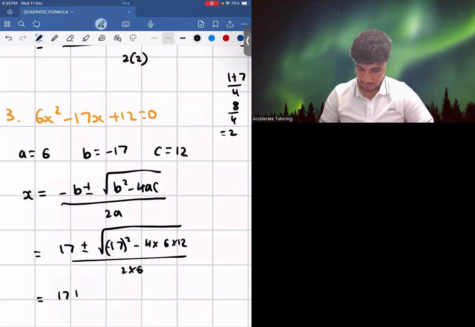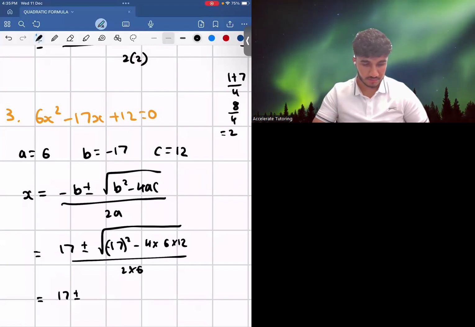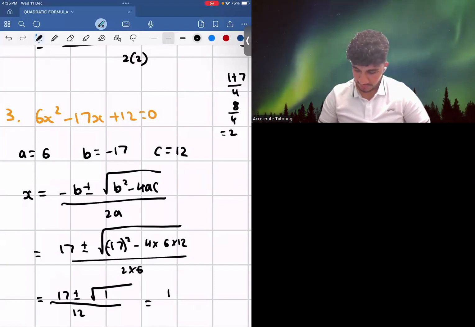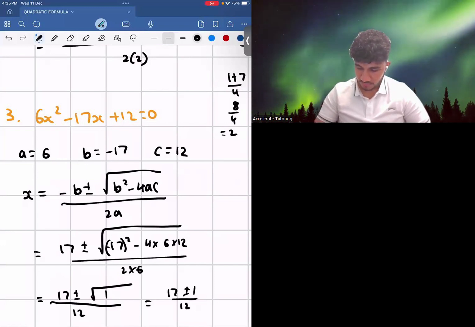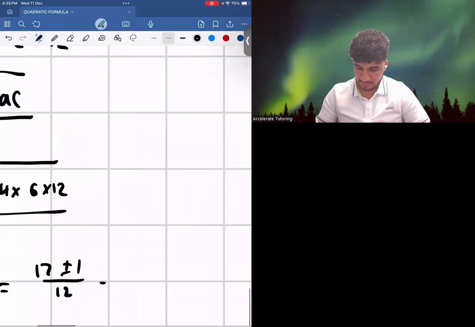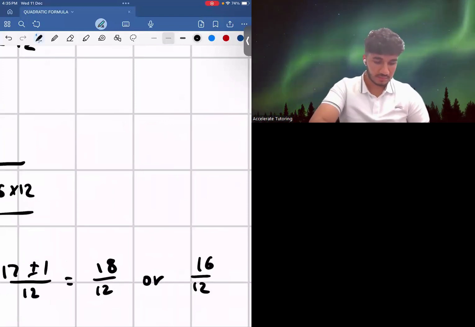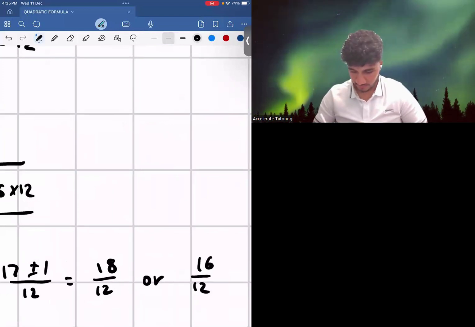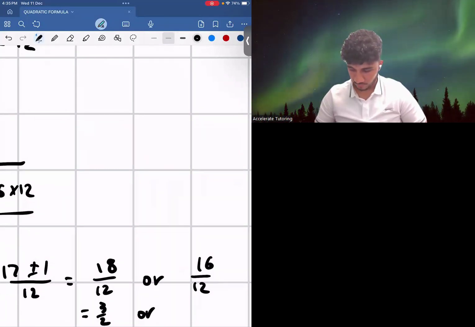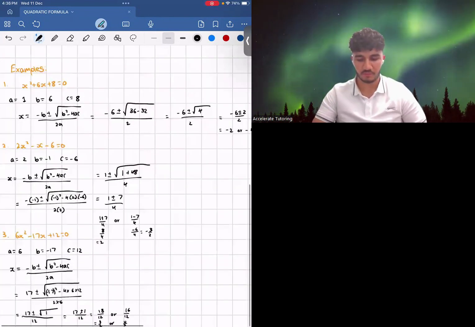We get 17 plus or minus the square root of 17 squared minus 4 times 6 times 12. That gives us the square root of 1, all over 12. So this gives us 17 plus or minus 1 over 12. So we get 18 over 12, or 16 over 12. And that gives us our answer as 3 over 2, or 4 over 3. So those are our answers, and that's how we apply the quadratic formula to solve quadratic equations.